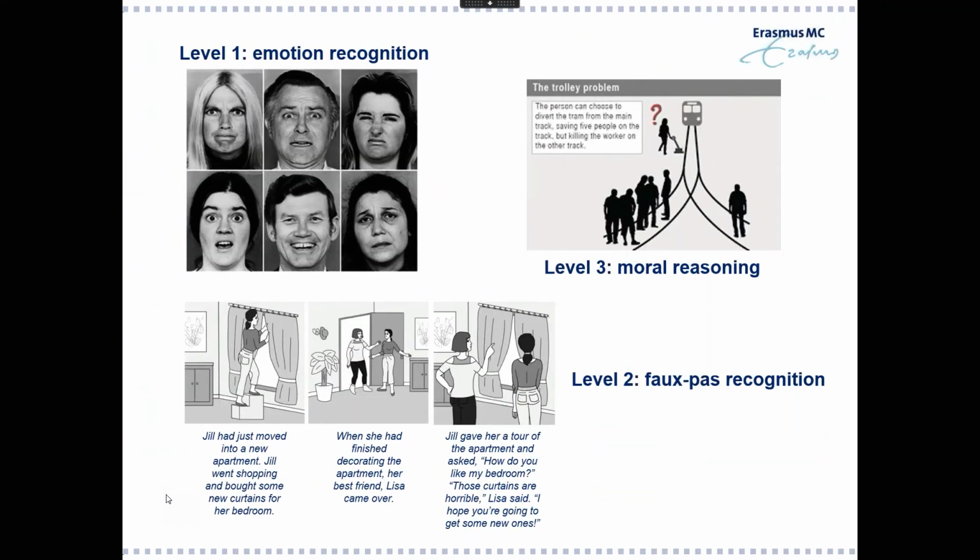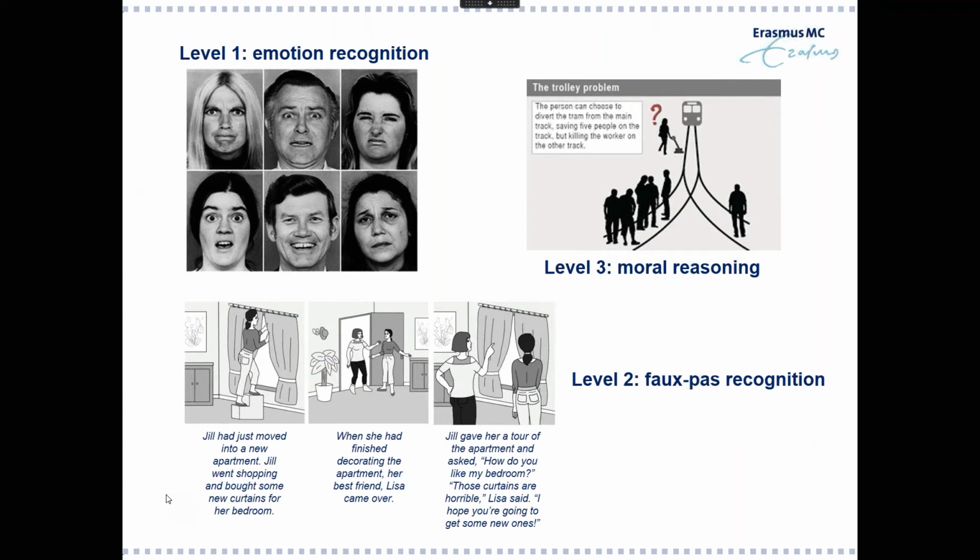For instance, on the first level, we see that patients have trouble recognizing emotions, and especially negative emotions. On the second level, we see trouble in recognizing social faux pas. And this is from one of the tests you can administer. It's a comic about Jill that just moved into her new flat, and her friend Lisa came over. And Lisa is commenting on the curtains that apparently Jill bought, and that she really hates them, and she hopes that Jill is going to buy some new ones. And what you see is that FTD patients have trouble understanding not only what goes wrong in this particular situation, but also to understand how Jill and also Lisa must have felt.